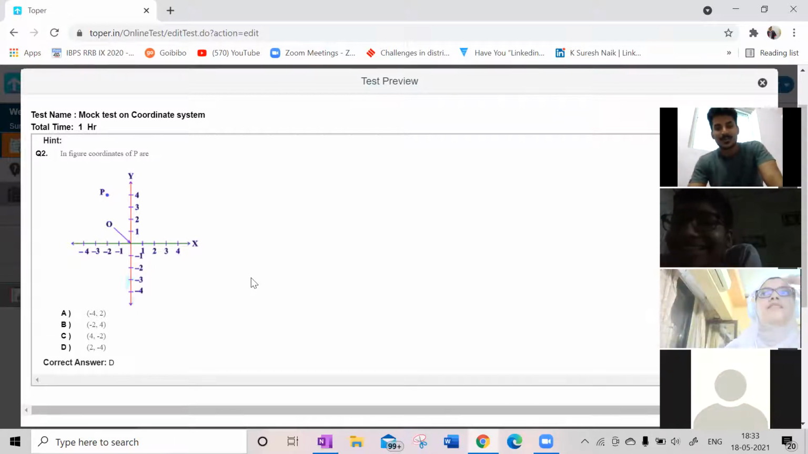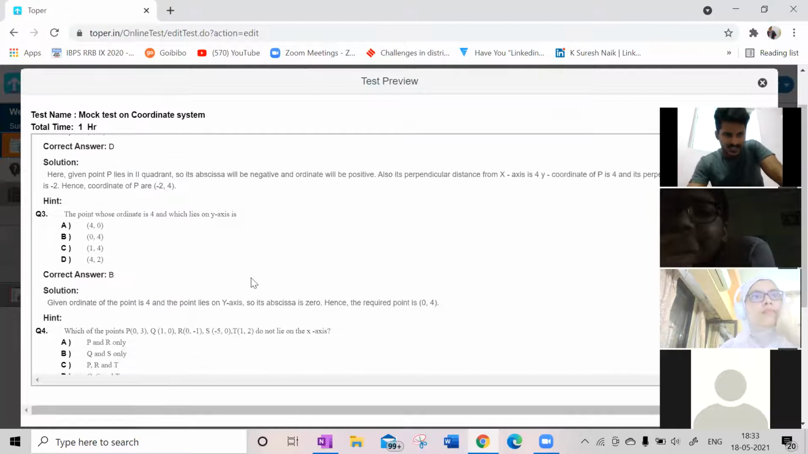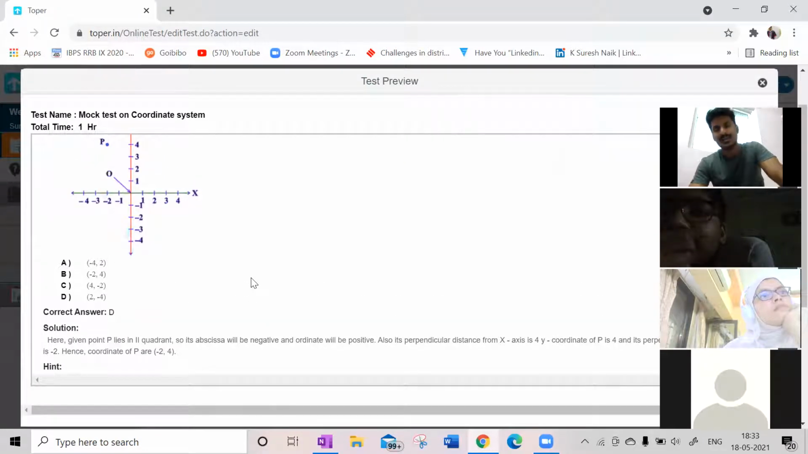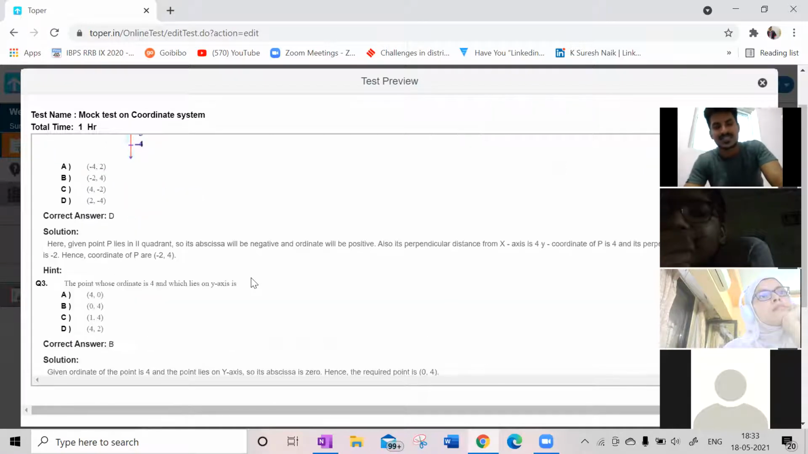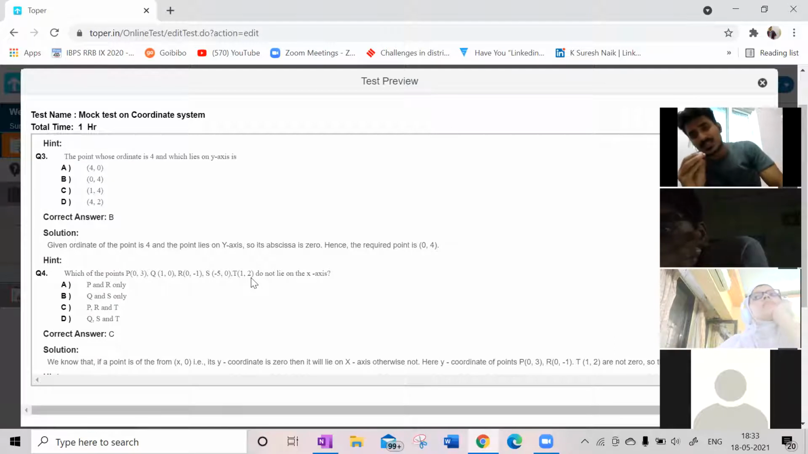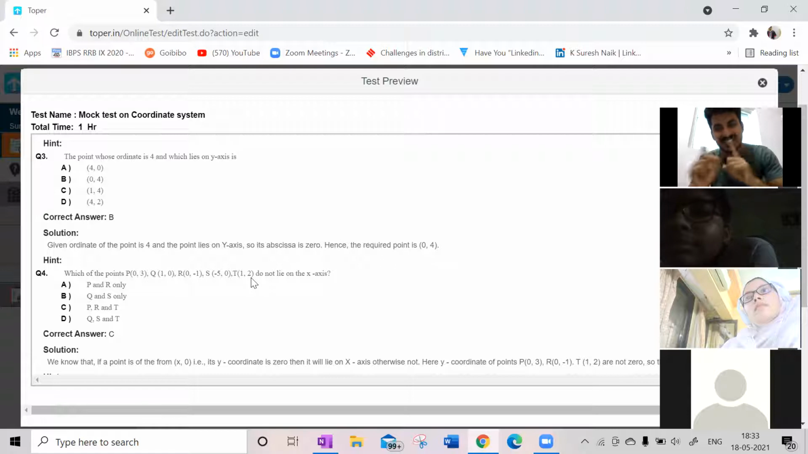Look at the second question. Already this question has been asked in the previous test. Coordinate geometry we have discussed. Yesterday we discussed the second question. Look at the third question. Sir, the second question option is wrong. Yes, yesterday we discussed the same question. The questions whichever we discussed yesterday, I'm not going to discuss again, because it is going to be a waste of time.